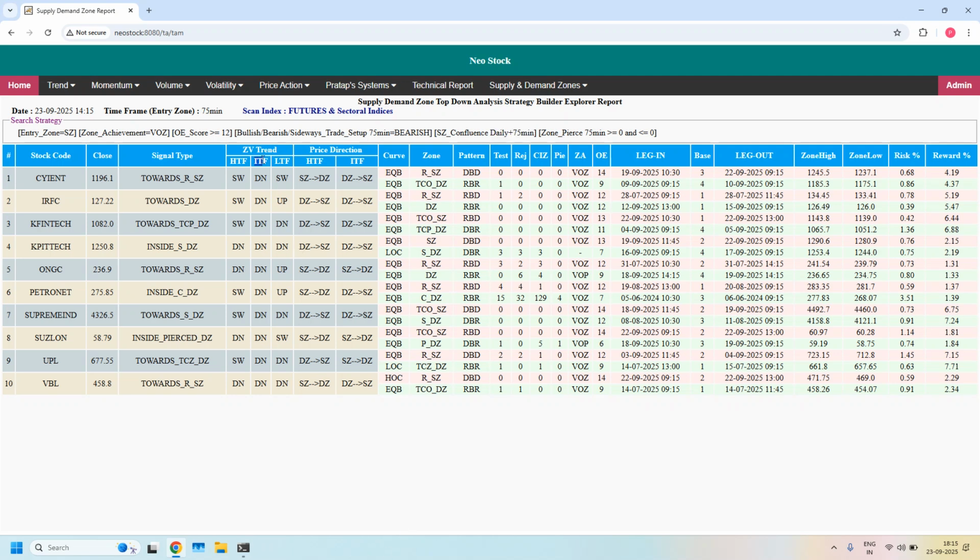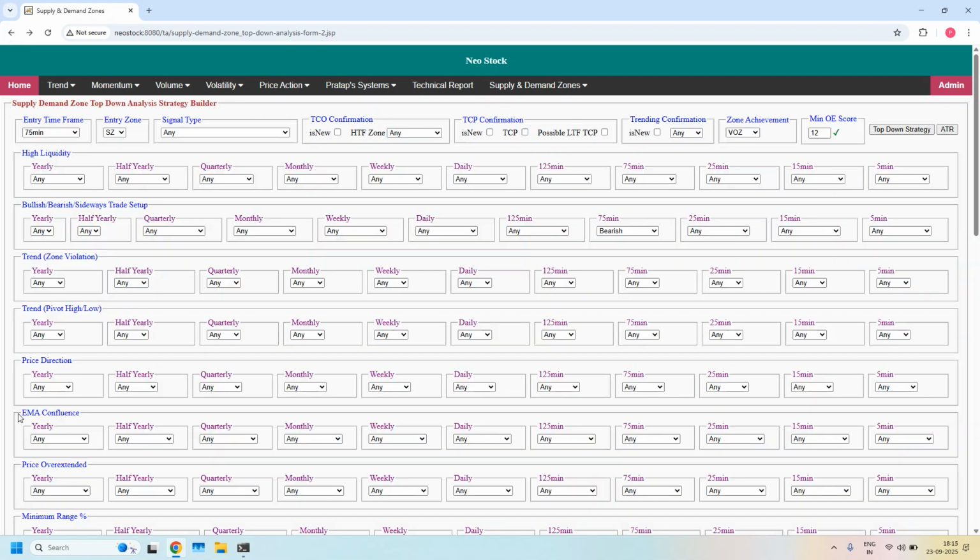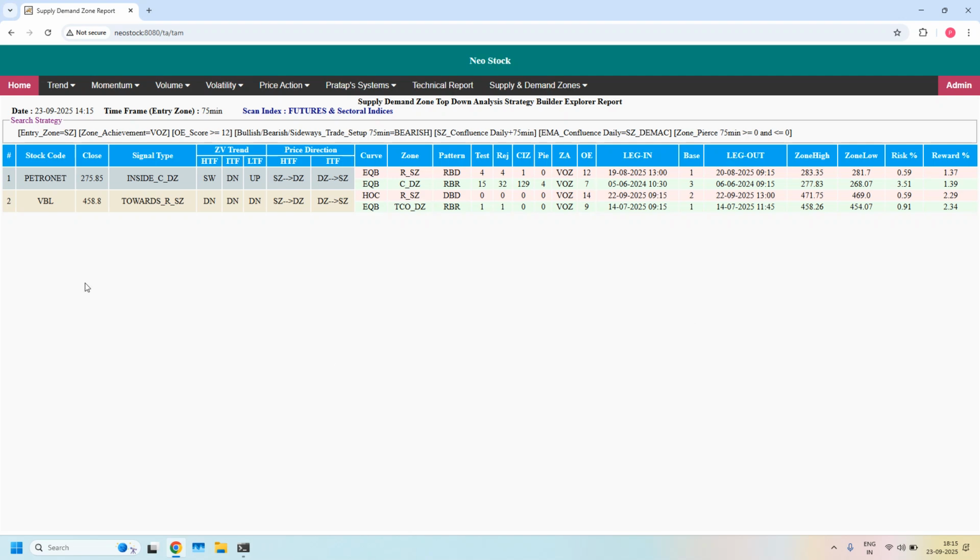And the daily trend and ITF trend is a downtrend in all the stocks. So we can further filter based on daily supply zone having daily EMA confluence. Daily supply zone with daily EMA. Anyway, daily trend is a downtrend in all the stocks. We can filter. So we got 2 stocks.